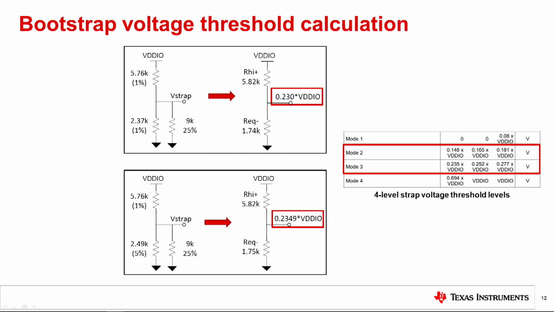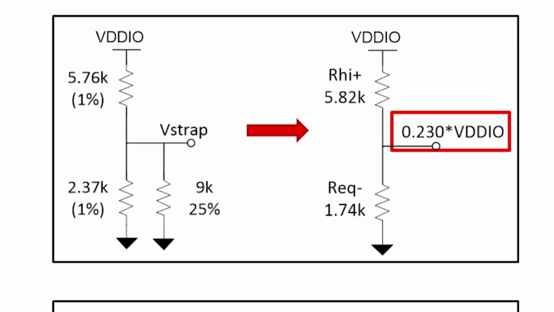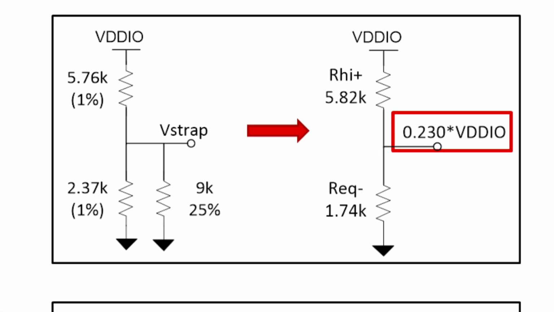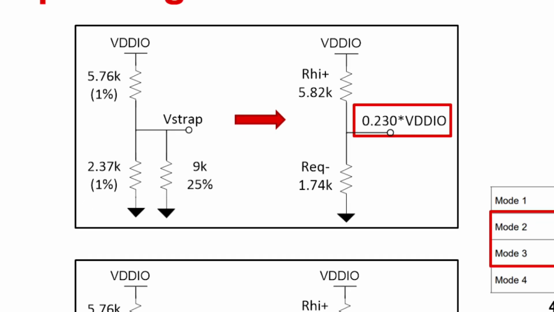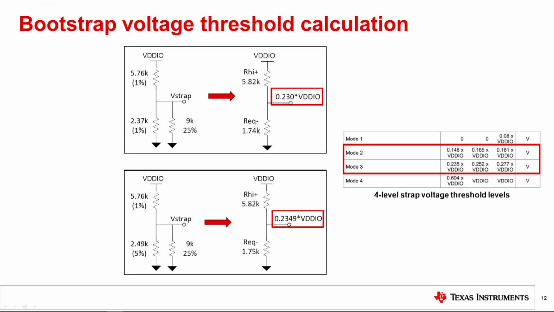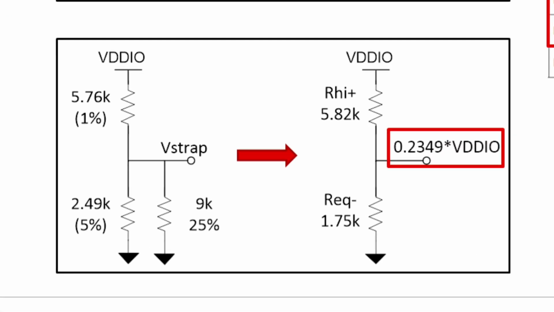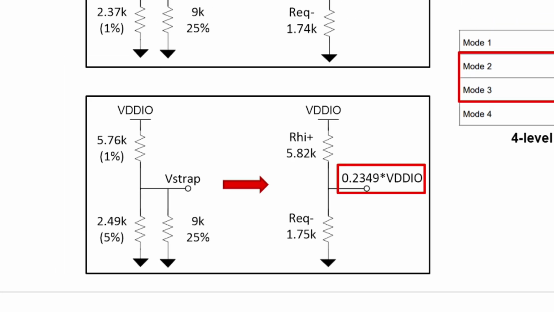Suppose we deviate from the suggested resistor values and instead use a 2.37K 1% tolerance pull-down resistor. Though the value is close to the recommended 2.49K, after conducting the simple circuit analysis, we find that the minimum strap voltage will leave the device in a floating state between mode 2 and mode 3. Similarly, if we use the recommended strap resistor values but one of them has a 5% tolerance, we find ourselves in a floating mode.